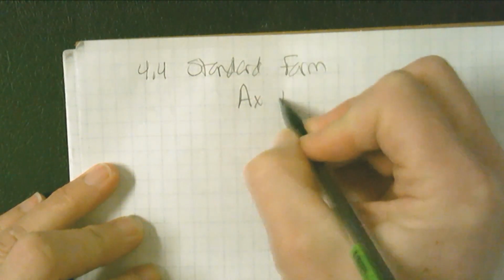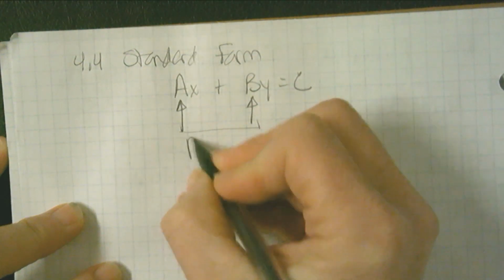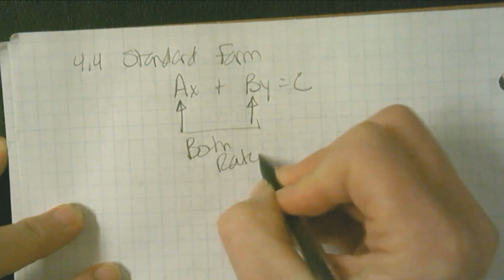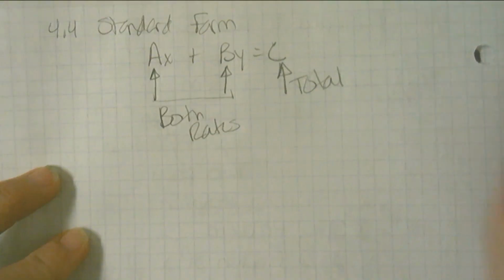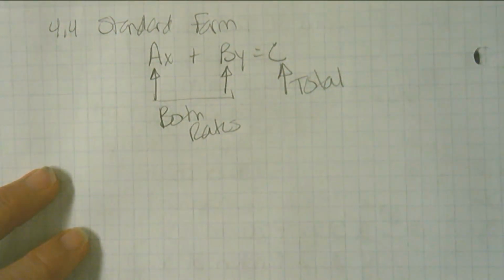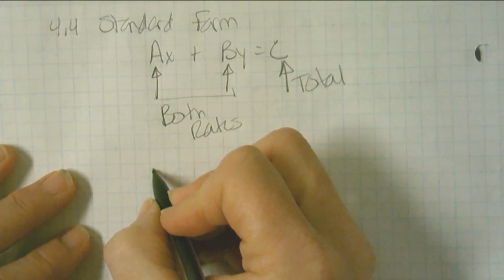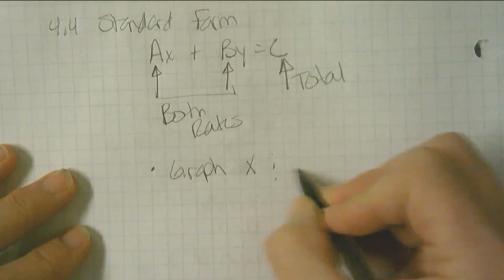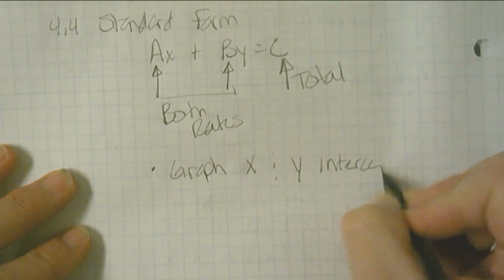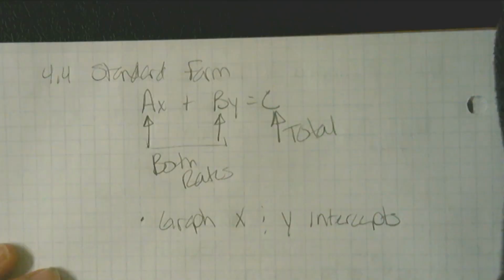Remember that Ax plus By equals C, where A and B are both rates, and C is a total. The big thing about standard form is that we graph your x and y intercepts. So when we graph that, we graph the x and y intercepts.